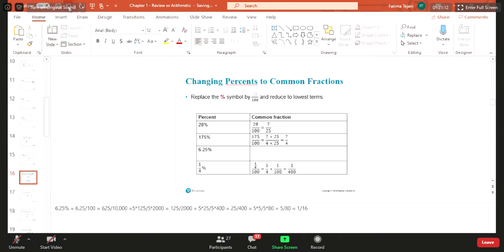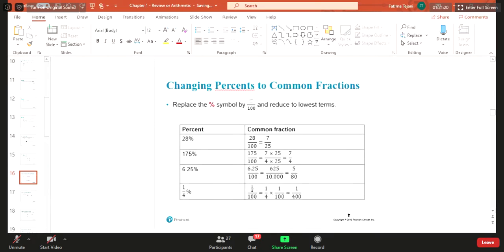Let's see if we are on the right track or not. 5 divided by 80 and 1 divided by 16. Very good. So they have not reduced, but you can reduce it to 1 divided by 16. That's also okay. Yeah, that's the smallest. Good job.